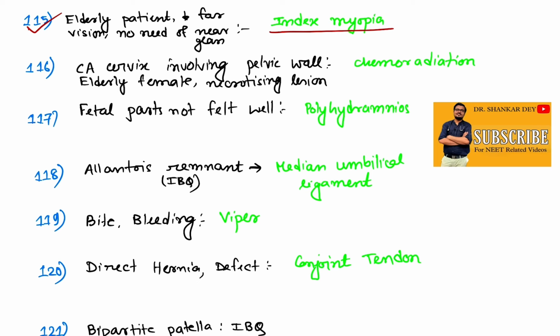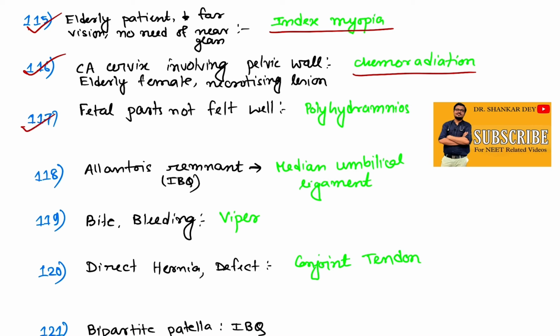Next, CA cervix, elderly female, CA cervix involving the pelvic wall with a necrotizing lesion. What will be the management? It has already involved the pelvic wall, so the management will be chemoradiation. No surgical management is possible because it has already progressed so much, so chemoradiation.